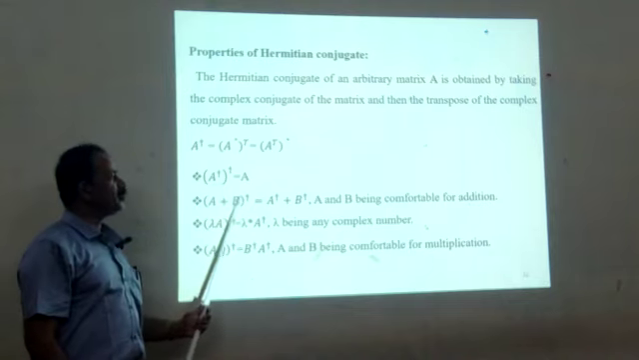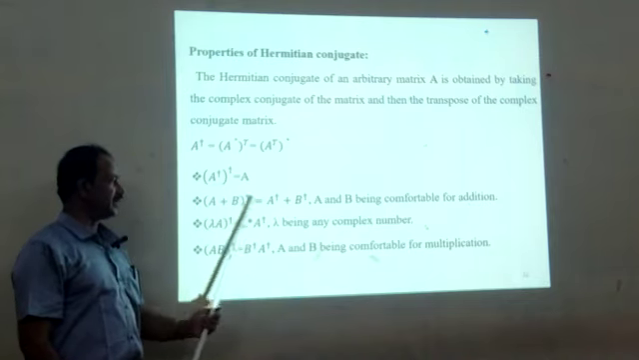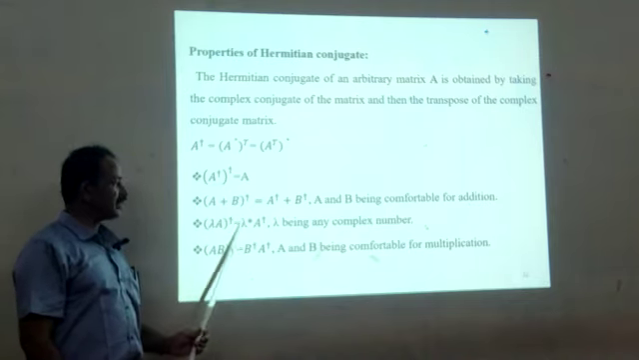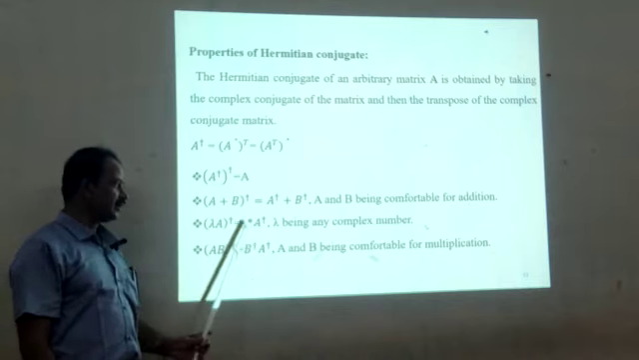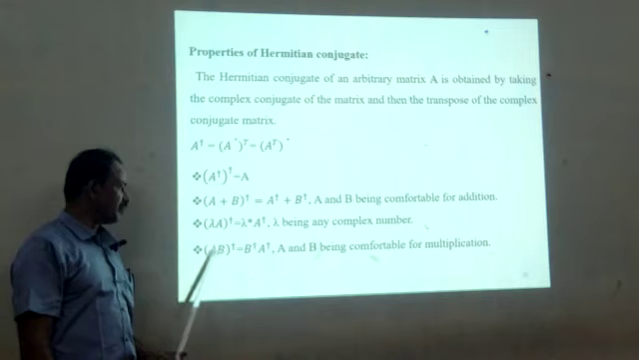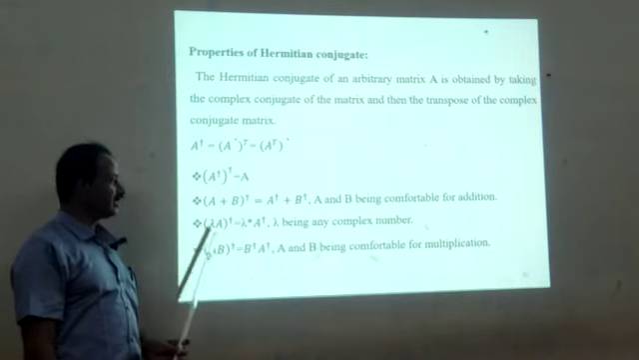Similarly, (A plus B) whole dagger equals A dagger plus B dagger. (Lambda A) dagger equals lambda star A dagger, where lambda is any complex number. (AB) dagger equals B dagger A dagger.